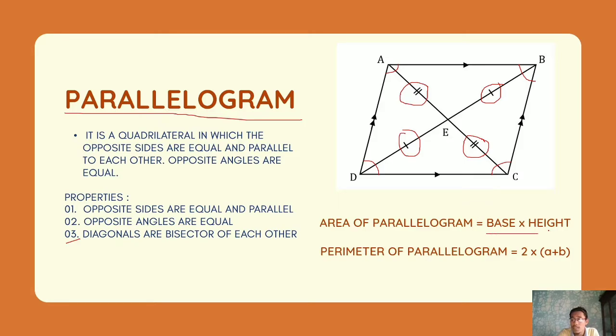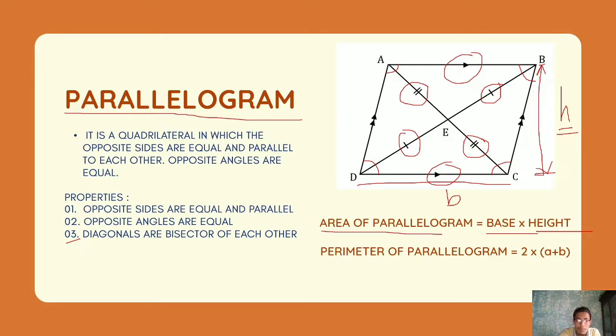Now what is the formula to find area of parallelogram? It is equal to base into height. So we will consider this DC as base, and the distance between side AB and side DC, the distance between these two sides, we will consider as height. From here to here, this particular distance will be our height. The product of these two dimensions, base and height, will give us the area of a parallelogram.